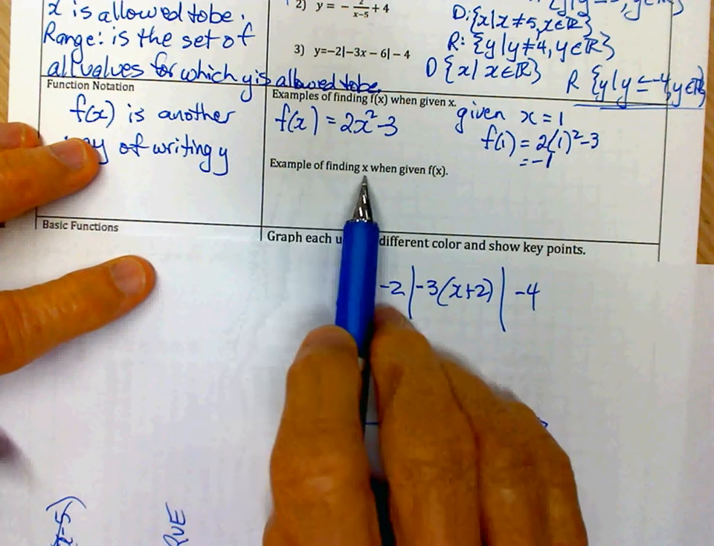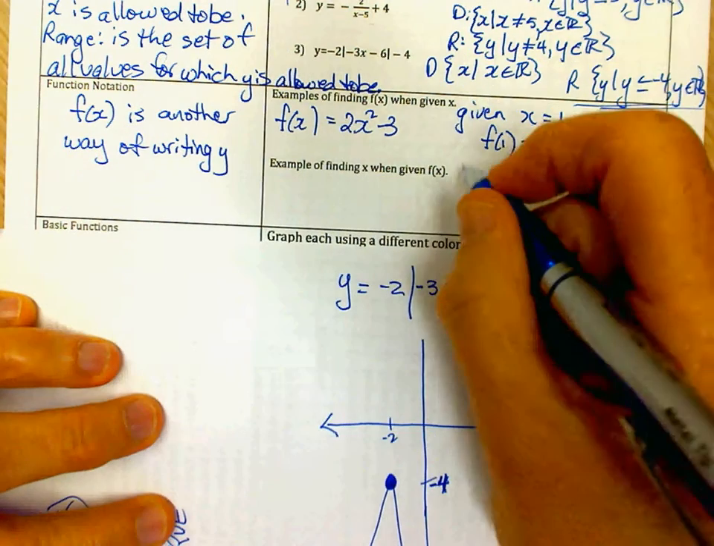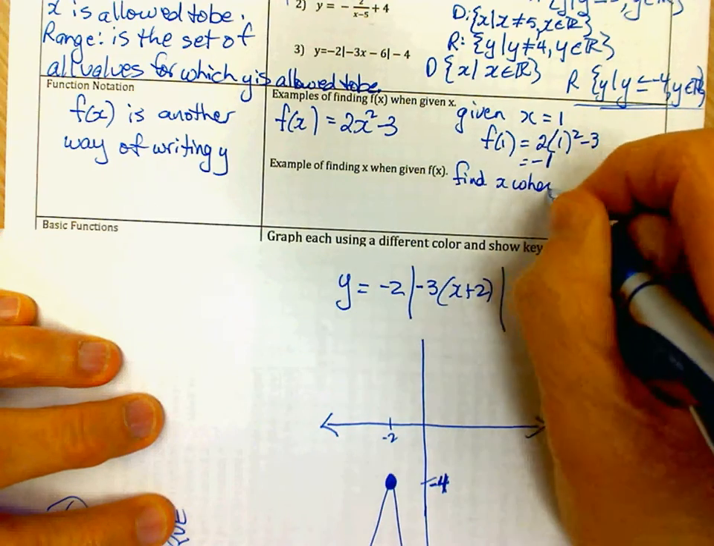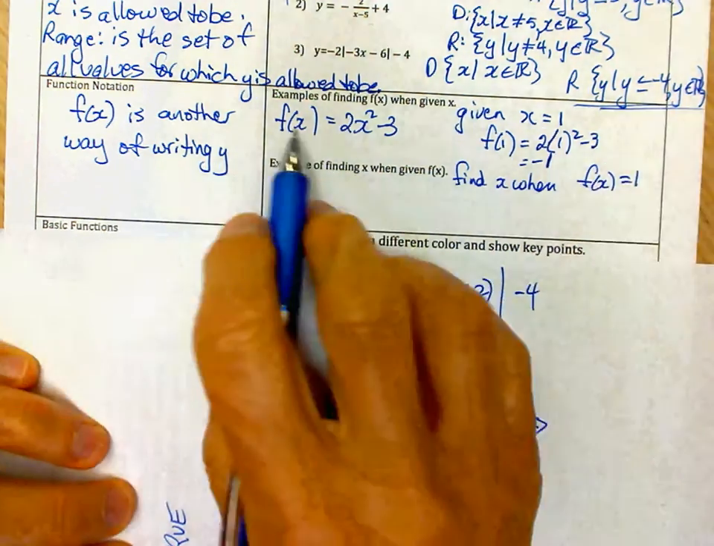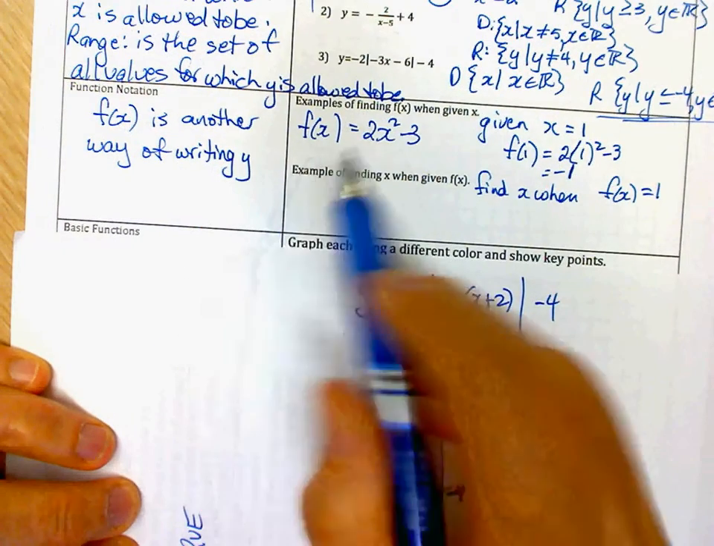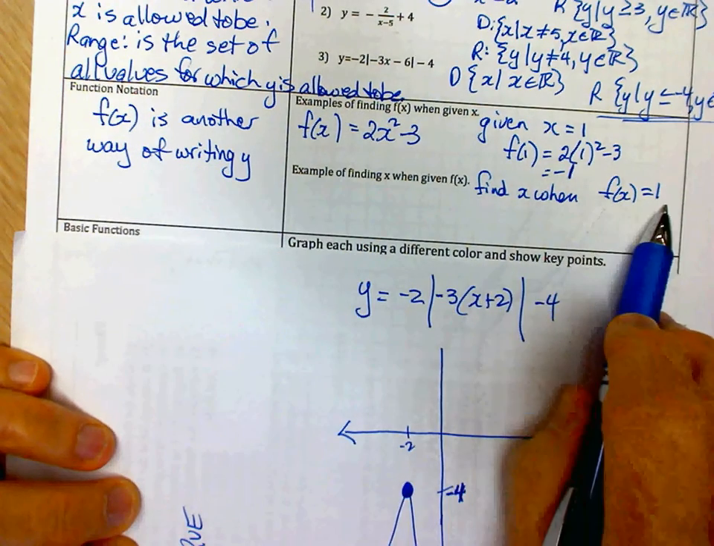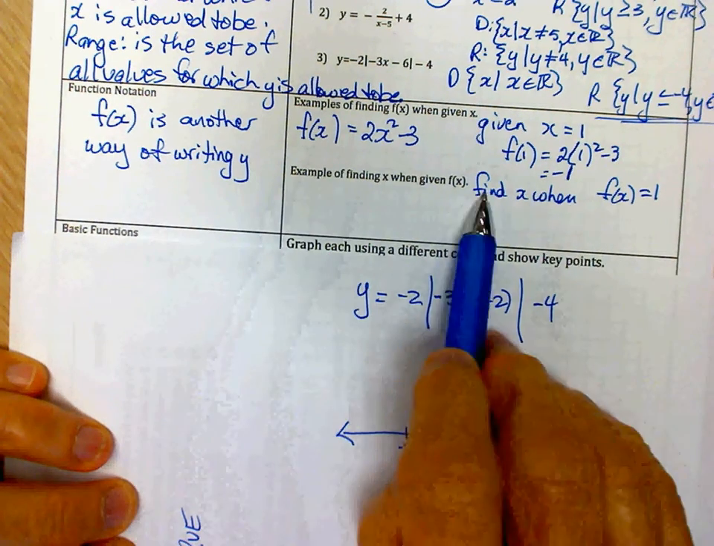So suppose we want to find x when f at x equals 1. So in this case, we substitute 1 for f of x, or it's like saying, well, what is x when y equals 1? It's the same thing, basically. So finding x when f of x equals 1, we just substitute.